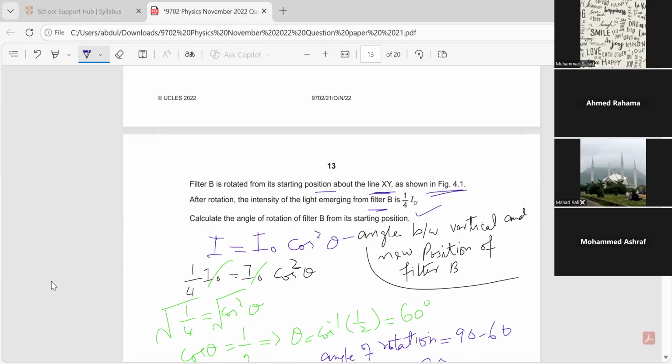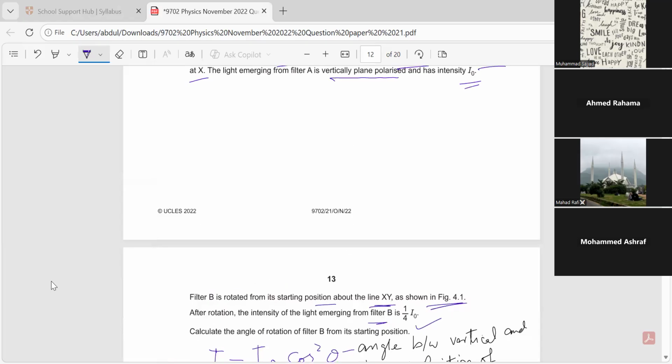If you want, I can draw this diagram roughly here. See, my dear friends, this was the filter B. This was the original direction, along the horizontal. Then, dear sons, this is the vertical. And let's suppose the new direction is here for the angle. They want this angle. Their answer is, we need to calculate this angle.